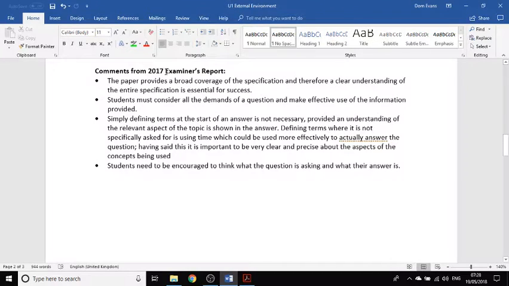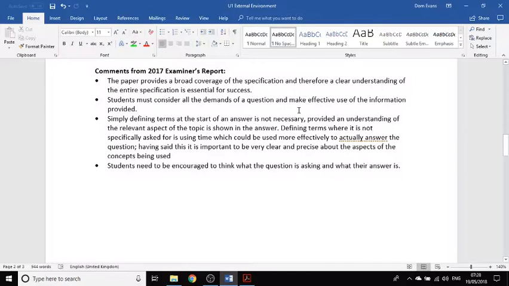Importantly as well, I've had a look at the 2017 examiner's report. Really important for you to do so as well. They're all available on the AQA website. So have a look at the examiner's report because they give you lots of important information. These particular comments are taken from paper 1 of the A-level. However, they apply across all of the papers.